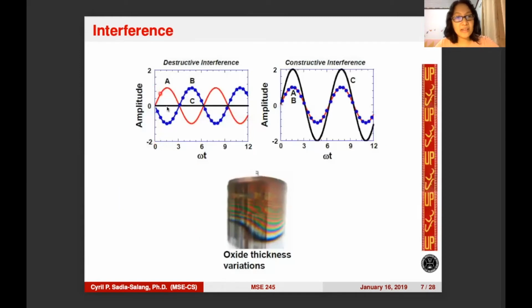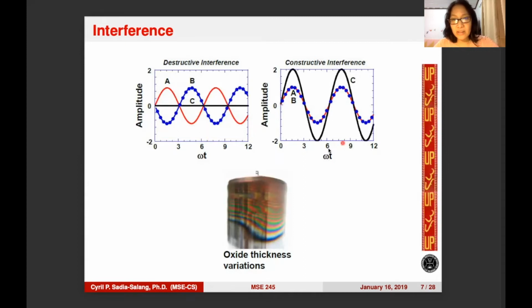Now in this slide, the photo on the left shows two waves A and B that are out of phase. Okay, notice that for wave A, this is one full cycle, and we notice that wave B is half a cycle out of phase with respect to wave A. The result is the black solid line, letter C, okay, indicating destructive interference.